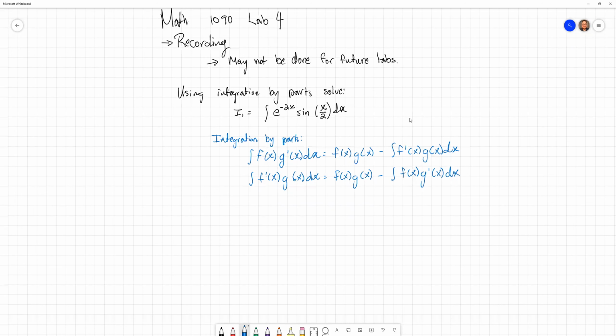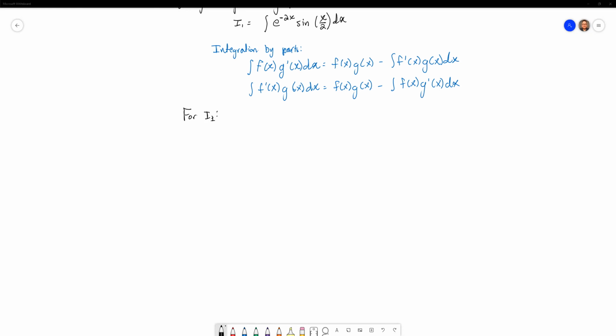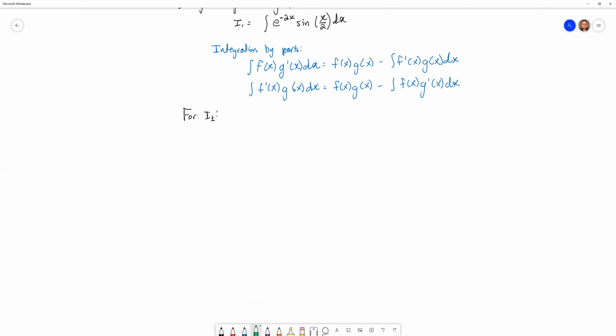So starting with this first question that we have here, for I1. First what we will do is determine what our functions are going to be for integration by parts. I'll do that in green. So basically I need to decide which one is going to be f at x and which one is going to be g at x.